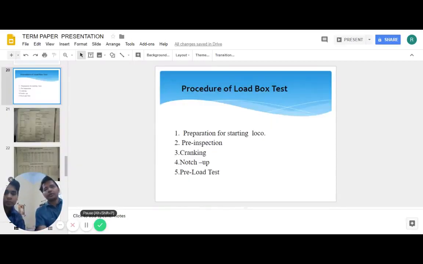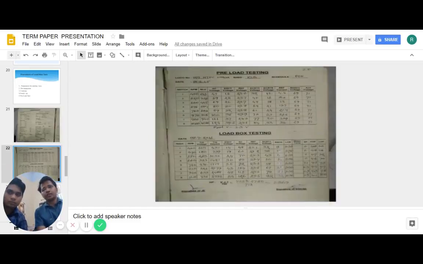Now, the procedure of load box testing that is being followed in the workshop. The first step involves preparation for starting of the loco. The second step is pre-inspection. The third one is cranking. The fourth one is notching up, and the fifth one is a preload test. And this is the chart that we have obtained from the actual place where it is conducted in the Jamalpur workshop. Various parameters are measured in it, some of them being the AC voltage, exact voltage, reference voltage, ECRTS voltage, reference current, battery voltage, auxiliary voltage, and so on.